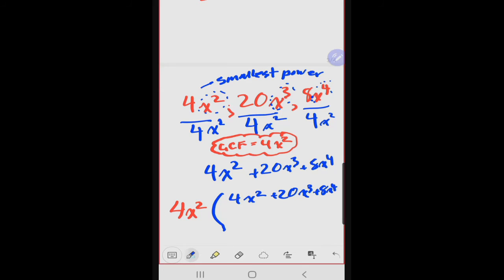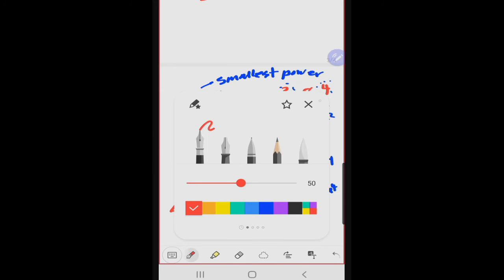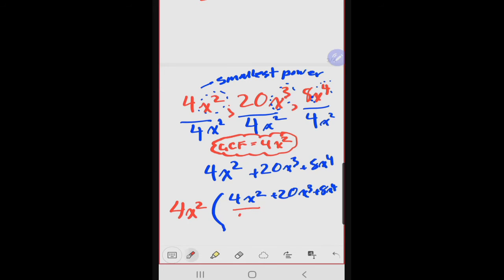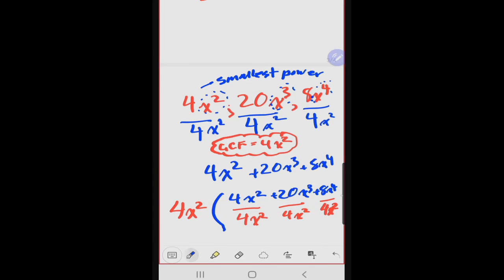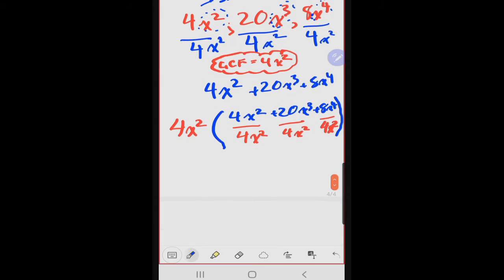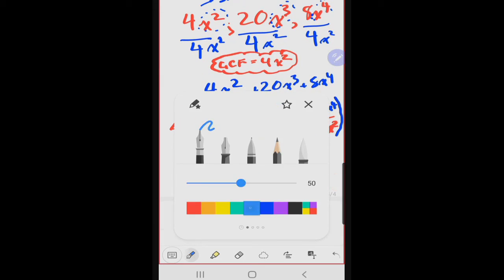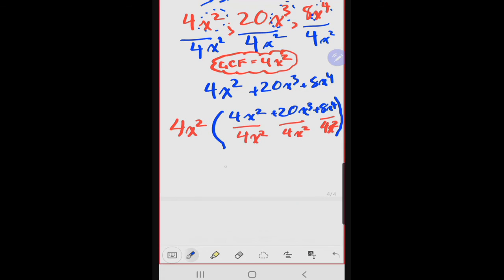And all we do is, in our bracket, we divide out the 4x squared that we pulled out of our bracket. Now, in doing so, what that does is it allows us to simplify what's inside our bracket. Okay, so what's inside our bracket here is going to be in blue.